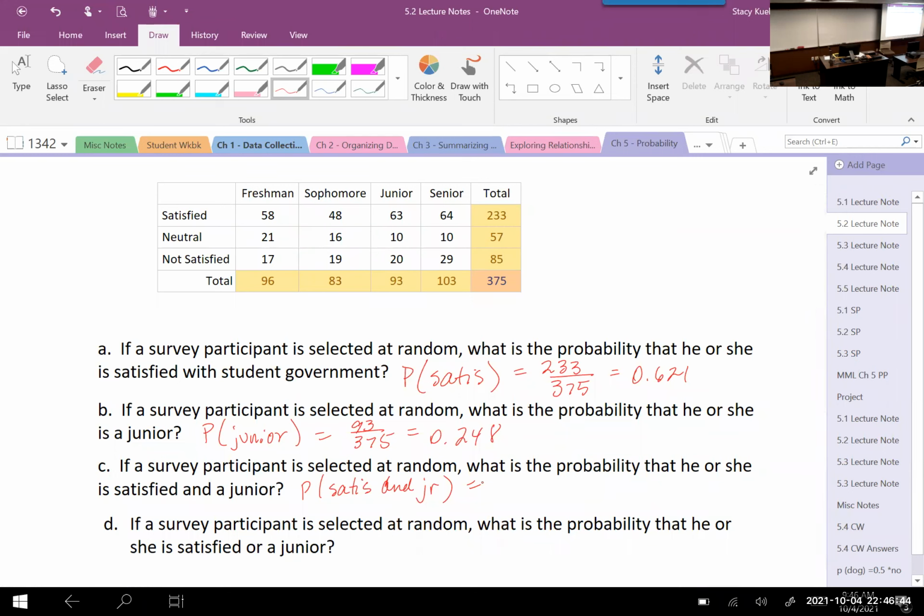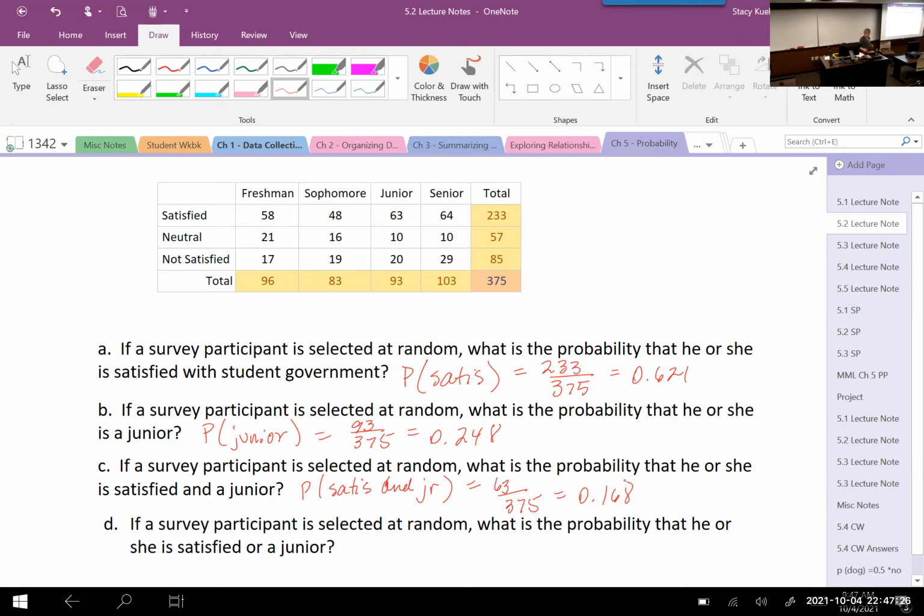So we found the intersection, right? Of all the people that are satisfied and all the people that are juniors, there are 63 juniors that are satisfied, or 63 people that are satisfied that are also juniors. So 63 out of 375, which would be equal to 0.168. So you're about 16%, 17% chance to find a junior that's also satisfied. Just reading the table, just reading that overlap.